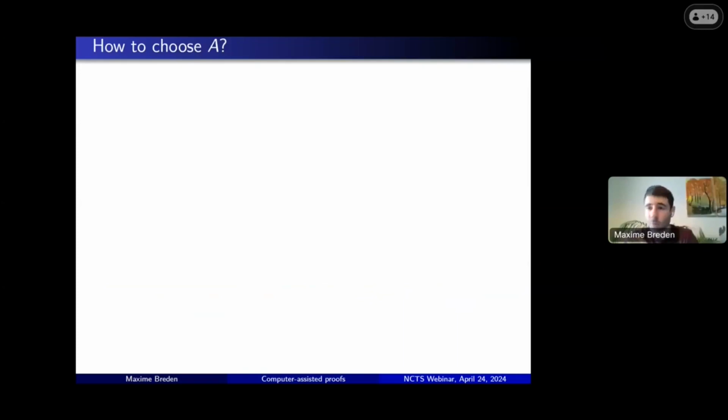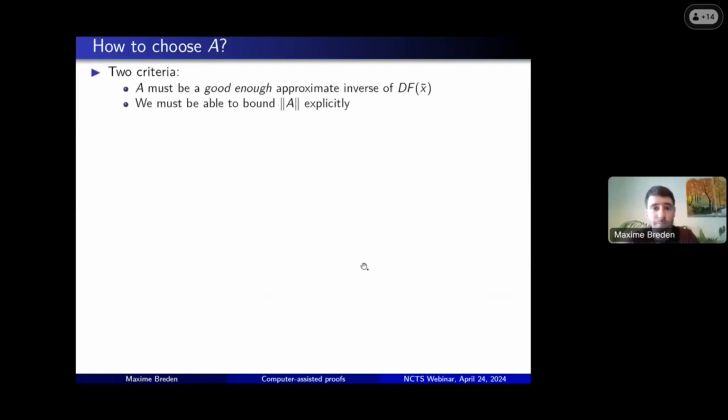And when I say I, it's not me. As I said, these ideas go way back. I'm just the one explaining them to you today. So we need the approximate inverse to be good enough and to be simple enough, in the sense that we can bound the norm explicitly.